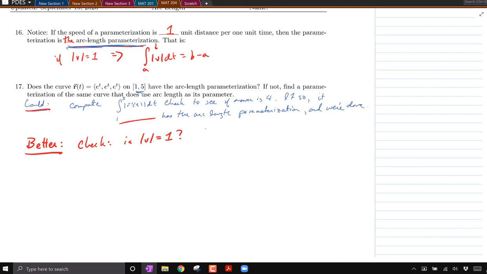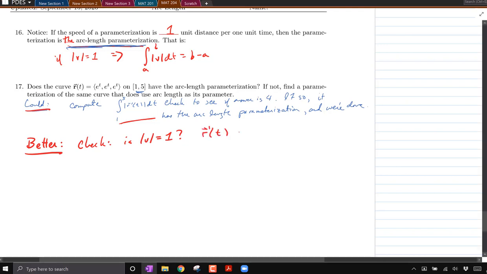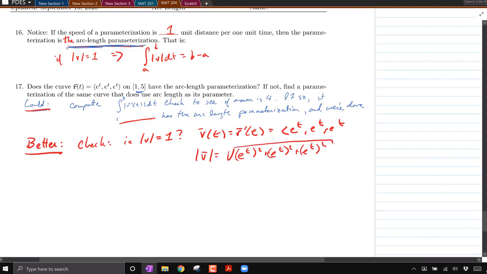If we go ahead and compute the derivative, our velocity function, so let me start using v here instead of r prime. So if we compute our velocity function, well, that's just e to the t, e to the t, e to the t. And if we go to compute the magnitude of that, that's the square root of e to the t squared plus e to the t squared plus e to the t squared. So that gives us a sum in there of 3e to the 2t's, which simplifies to be the square root of 3e to the t.